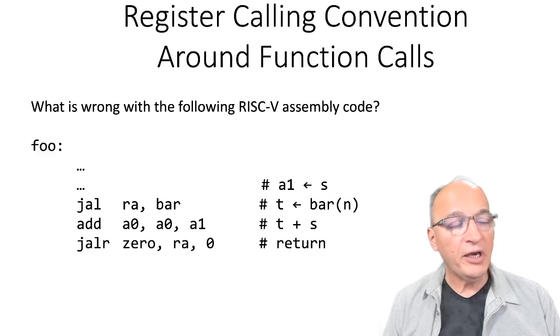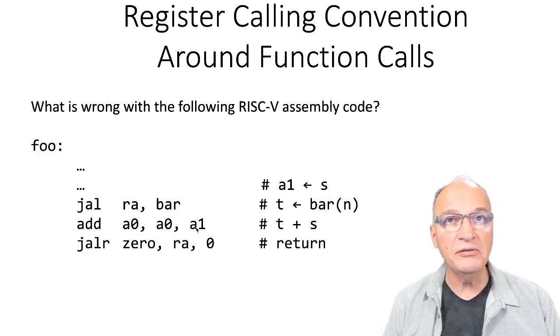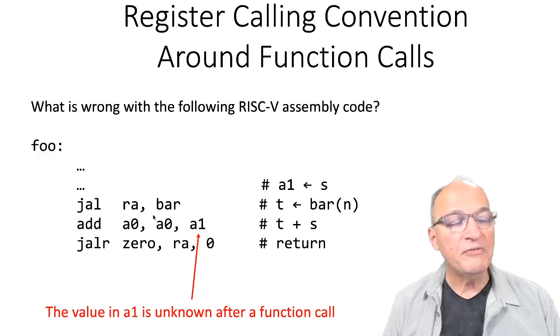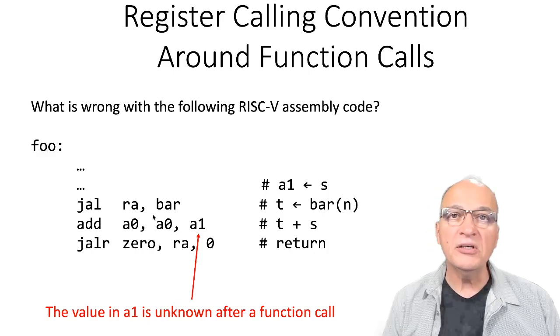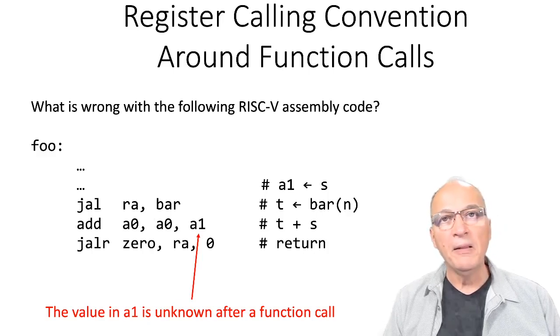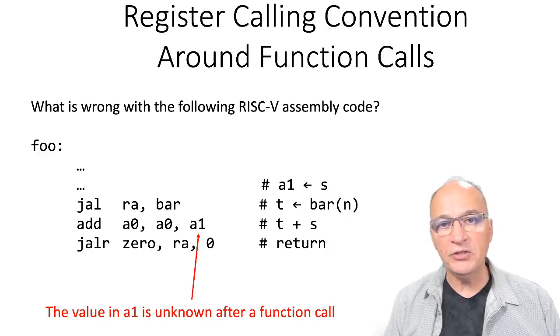So the code appears okay, right? This a0 here is the value returned by the function bar, and I'm adding it to a1, which was the register that contained the variable s. So this should be computing the value of t plus s, and then this return will return in a0 the value that I want. However, the problem here is that after the call to bar, the value of a1 is unknown, because the calling convention establishes that bar may change the value of any of the A or any of the T registers. Therefore, bar could have used A1 for some of its computation, and when I return from bar, the value in A1 is no longer the value of the variable s.